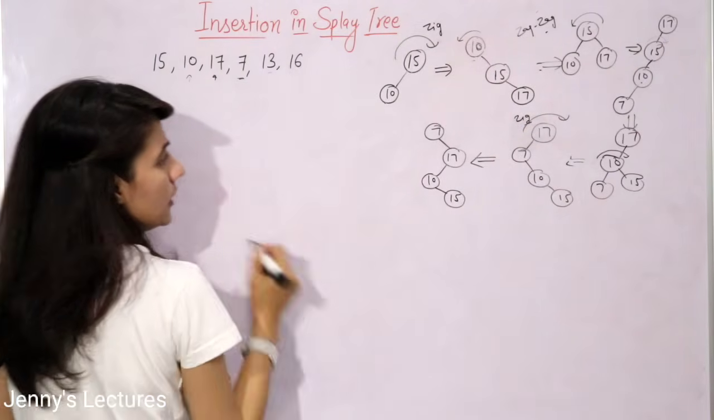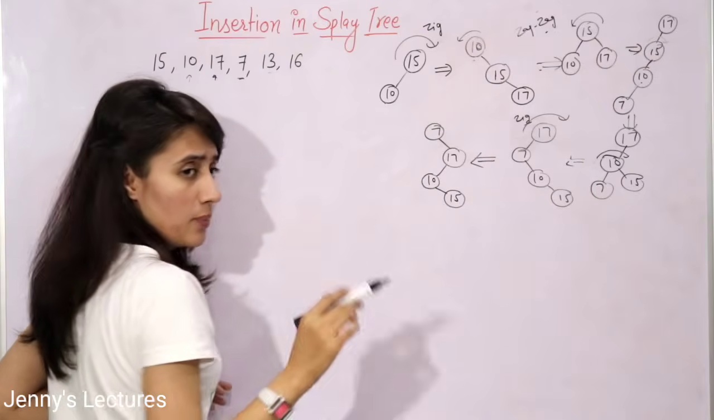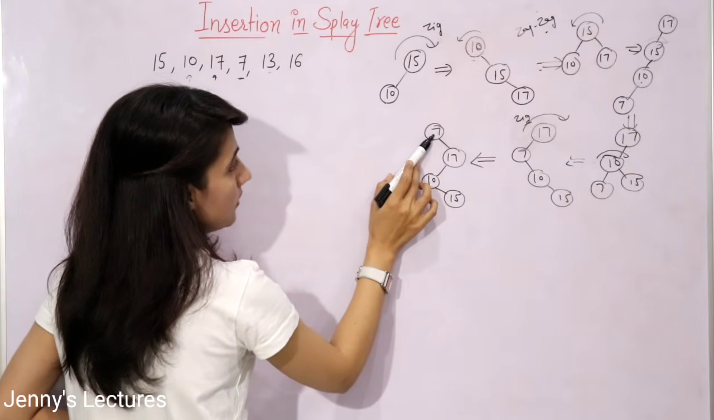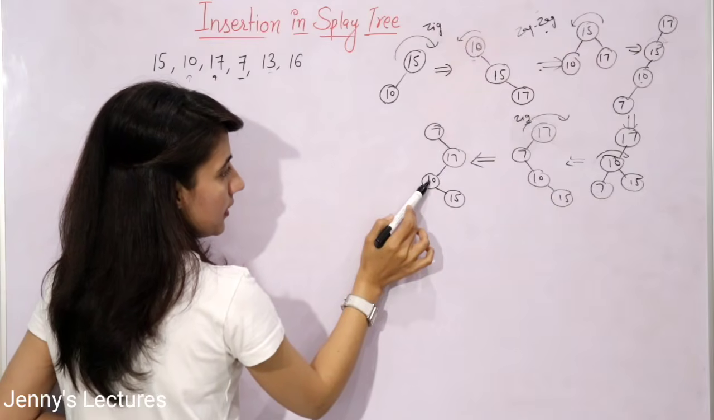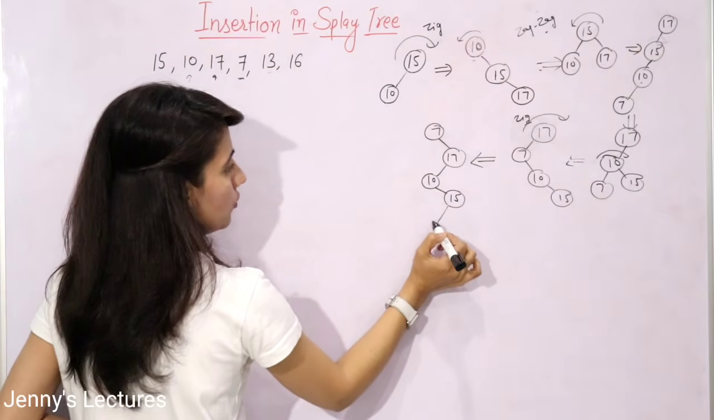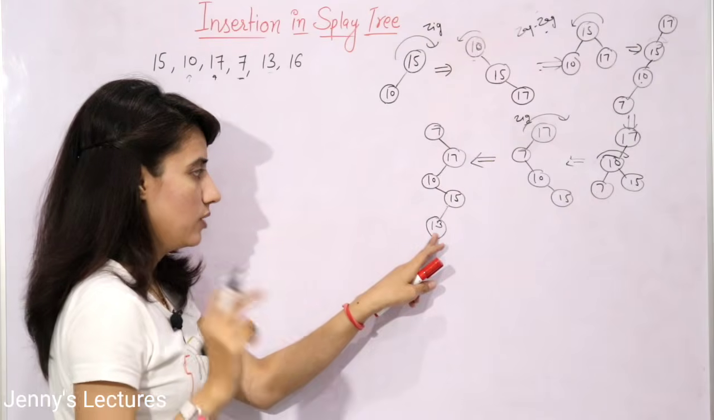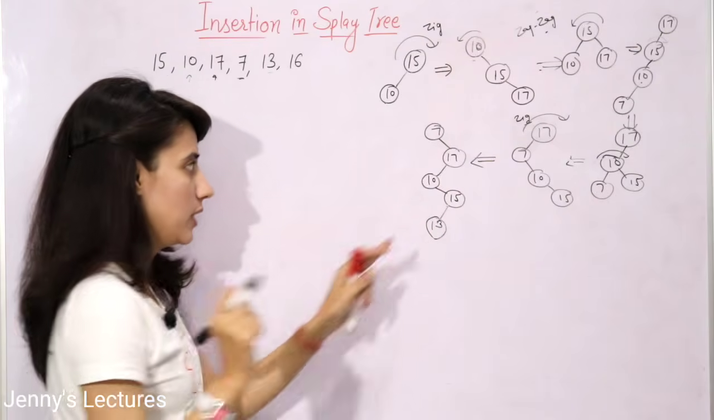Now we will insert 13. Compare with this one, simple BST insertion. First of all, you perform: greater than 7, less than 17, greater than 10, less than 15. So here you can insert 13. Now splaying on this element, splay this 13.